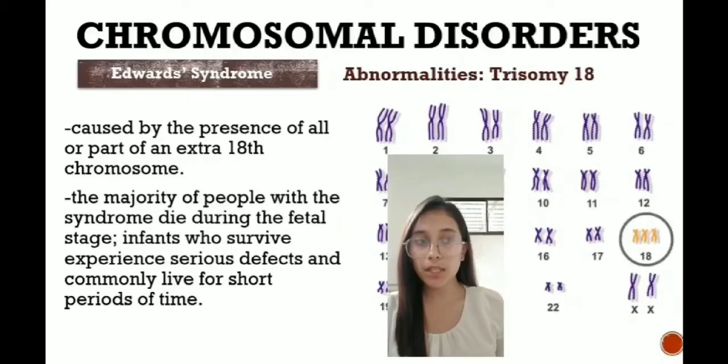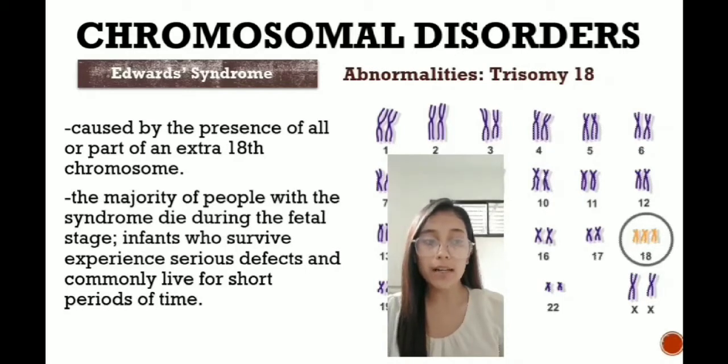Trisomy 18, also called Edwards syndrome, is a chromosomal condition associated with abnormalities in many parts of the body, caused by the presence of all or part of an extra 18 chromosome. The majority of people with the syndrome die during the fetal stage. Infants who survive experience serious defects and commonly live for a short period of time.